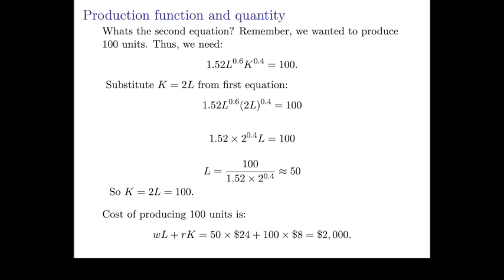So the cost of producing 100 units is W times L plus R times K. So W, remember, is 50. L is 100. And the wage rate is 24. Rental rate is 8. So it's 50 times 24 plus 100 times 8, which is 2,000.